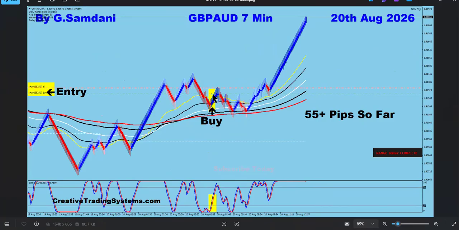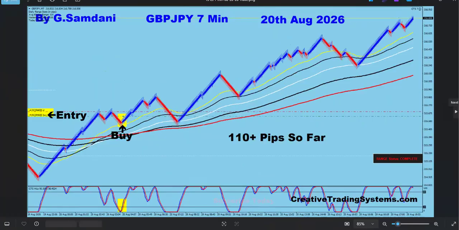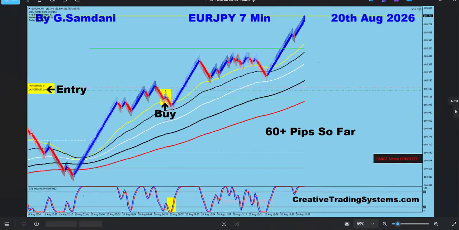So this one, the entry is right there. Somehow I survived the SL here, and then it went up to 55 pip, Pound Aussie. I was expecting that, Euro Aussie and Pound Aussie, so Pound Yen, beautiful entry and beautiful trade all the way. Entry, entry, entry, entry, all of these. So this entry, the first entry I got, 110 pip from the 7-minute chart.